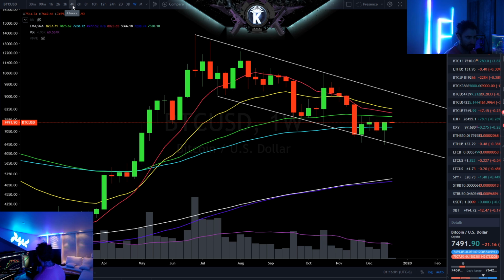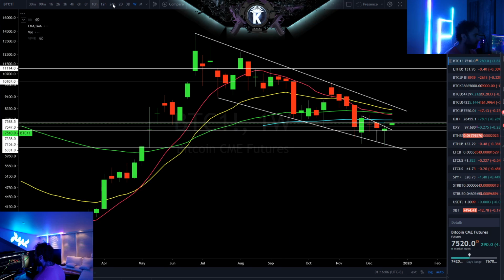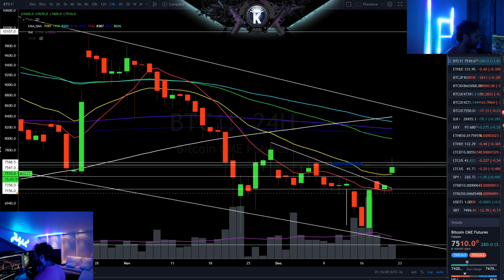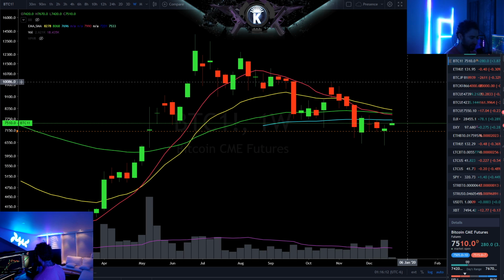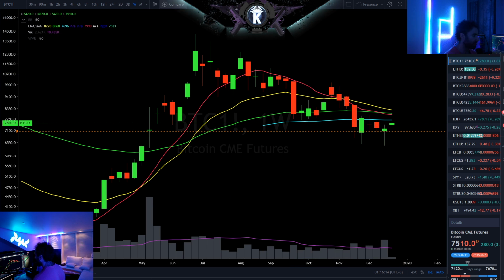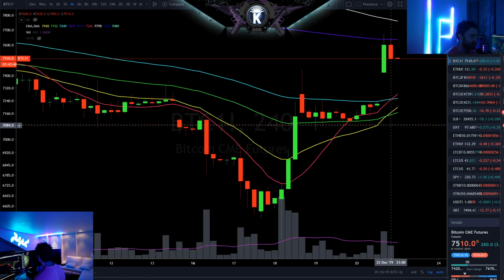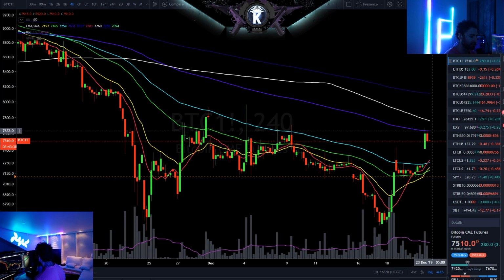So let's actually start to, I want to see if CME is showing anything a little bit more obvious. I don't really see anything here. Weekly looks a little bit better on CME for a nice local low to work off of. What about lower time frames? Lower time frames found a nice local high right here.